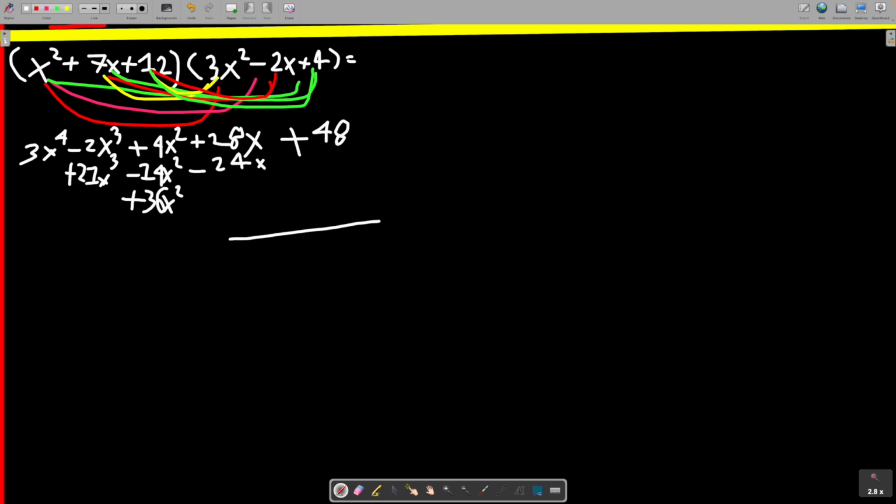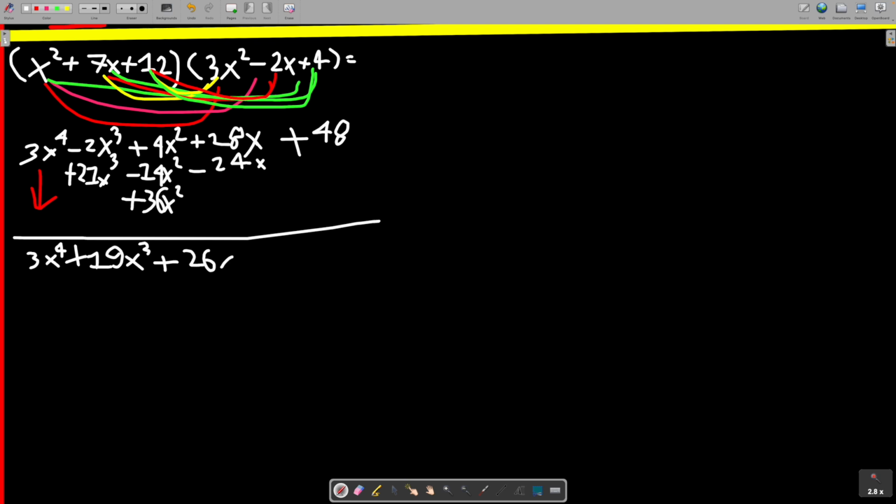So now let's go into combining like terms. As usual, bring down 3x to the 4th. Then negative 2x cubed plus 21x cubed, we're gonna have 19x cubed. Positive 19x cubed, of course. And then we have the long row, the x squared one. 4 minus 14 is negative 10. Negative 10 plus 36 is positive 26x squared.